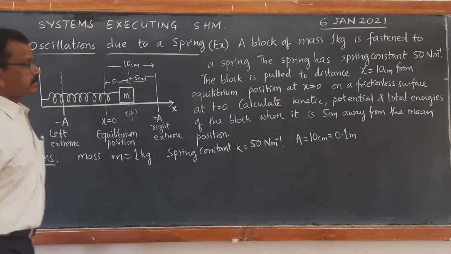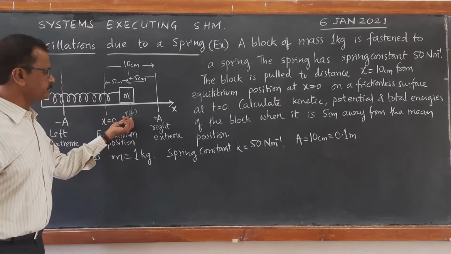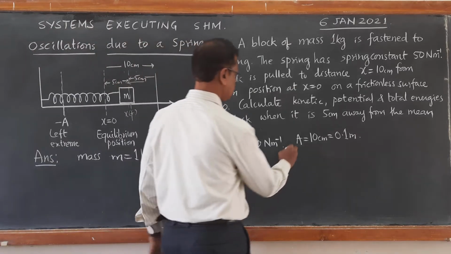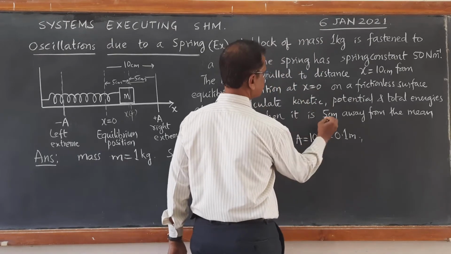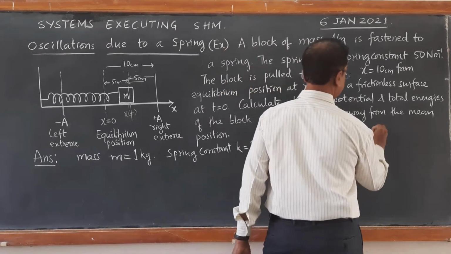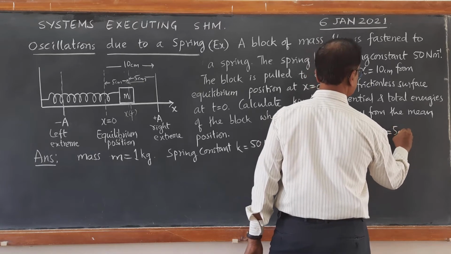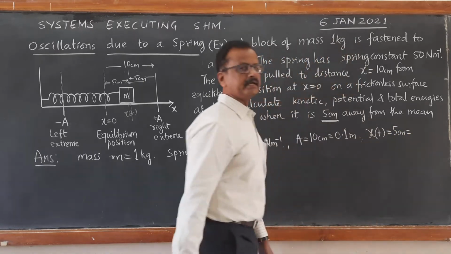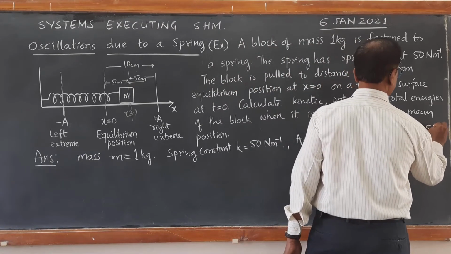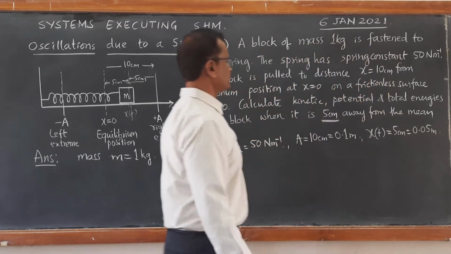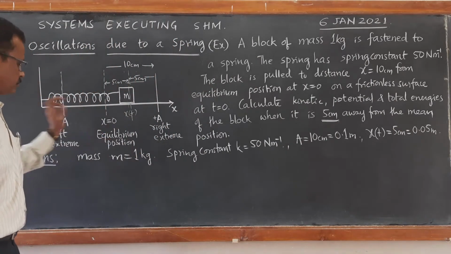Right? Then x at time t is 5 centimeter. So I am just writing what are all the given things. When it is 5 centimeter, so x at the time t is 5 centimeter. In terms of meter, it becomes 0.05 meter. These are all the given things, right? And equilibrium position is x equal to 0, right?